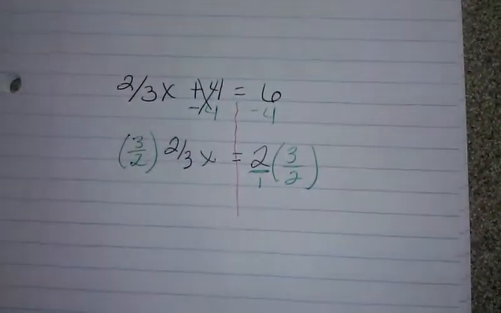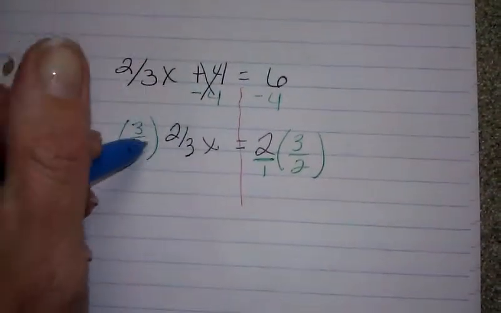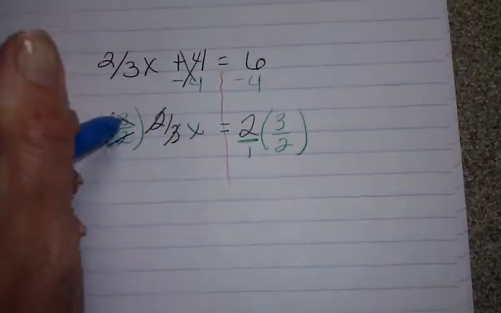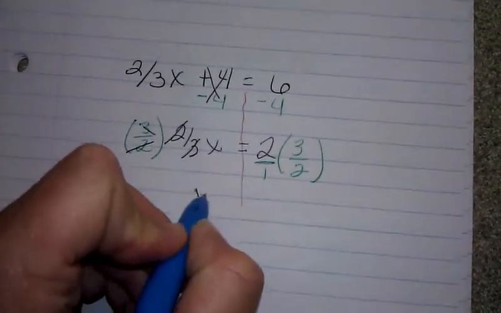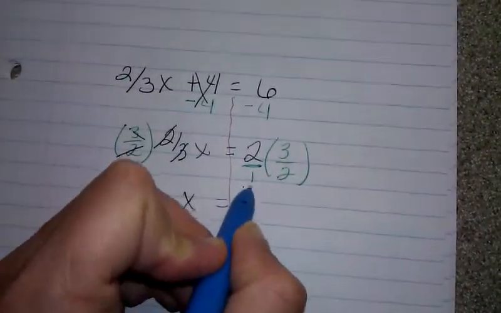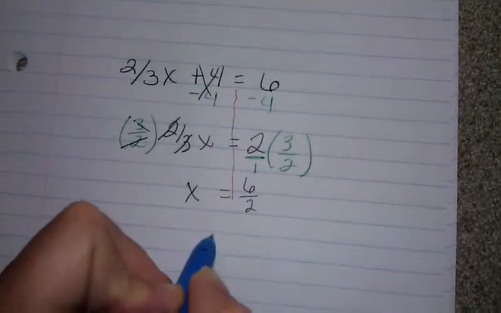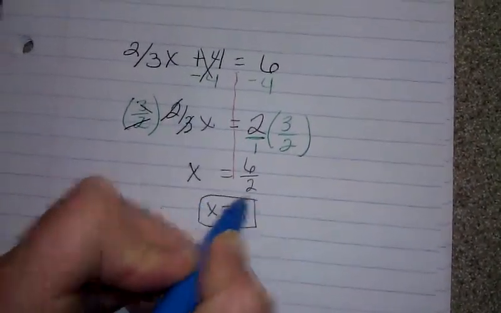Put this over 1. Now when you do this, the 2 crosses out the 2, the 3 crosses out the 3. That makes all this go make 1. And I have x equals 2 times 3 is 6, 1 times 2 is 2. X equals 6 divided by 2 is 3.